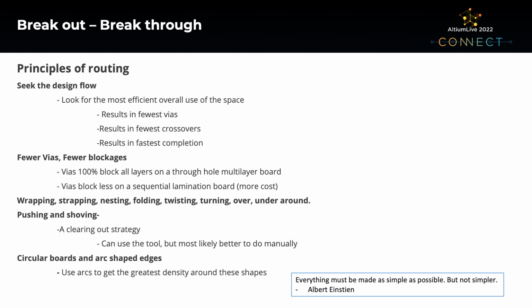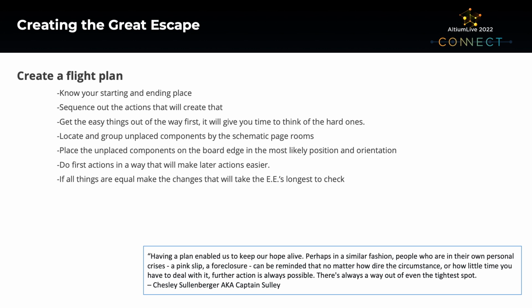After we break out our boards and figure out how to route them, what's the way to get a great escape? Well, first we want to have a flight plan. A few years ago, there was a crash in a river in New York, and Captain Sully brought an airliner safely down in the river and saved everybody's life. He said something that stuck with me: having a plan enabled us to keep our hope alive.